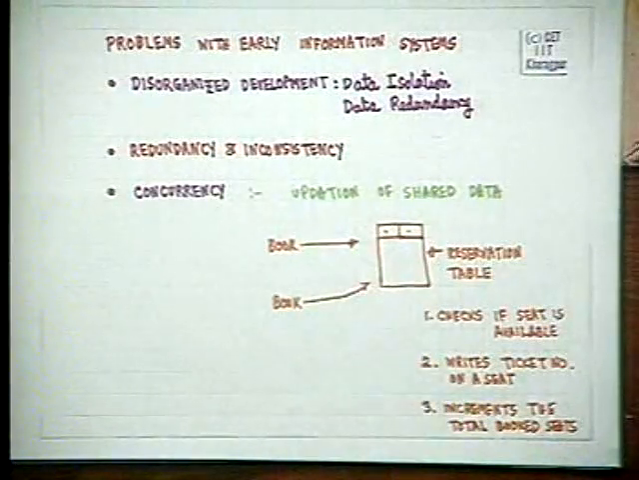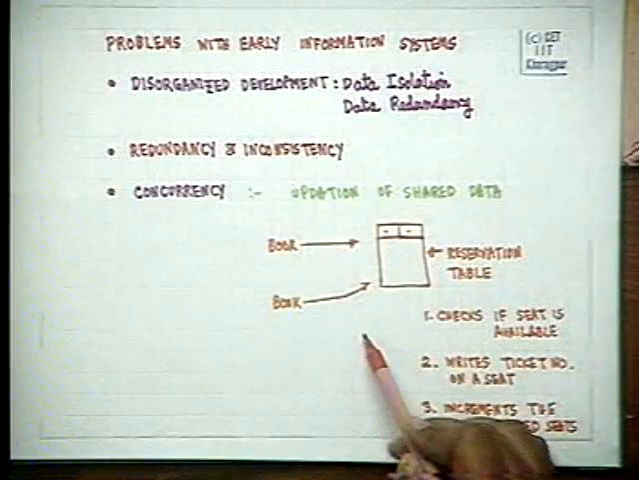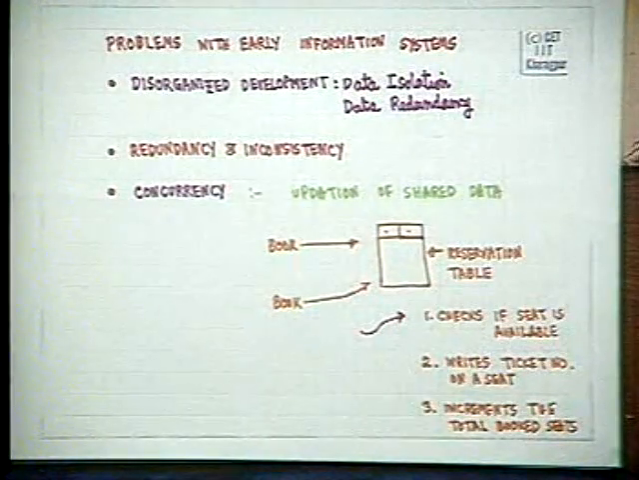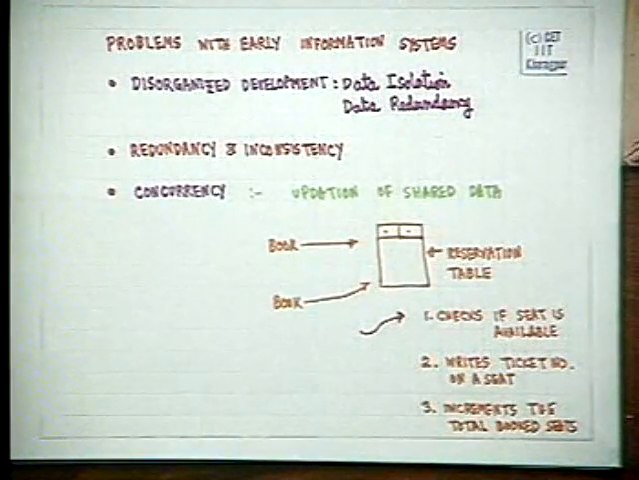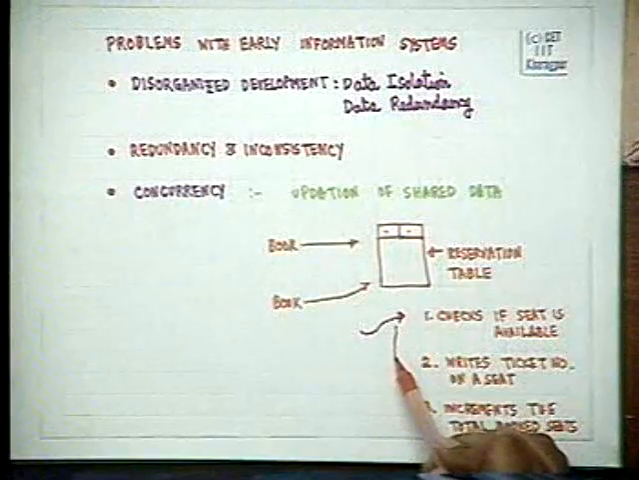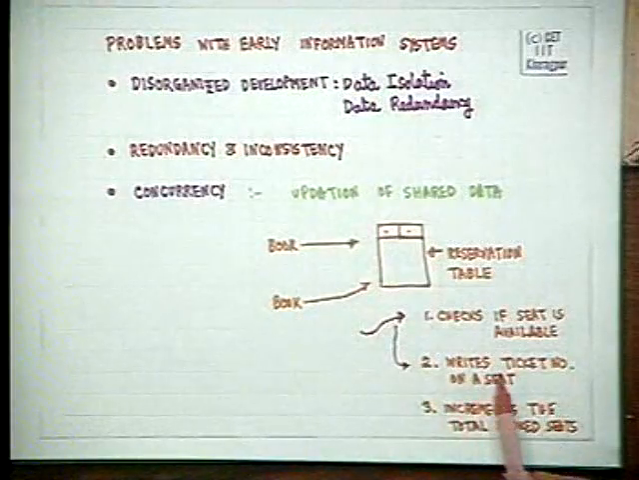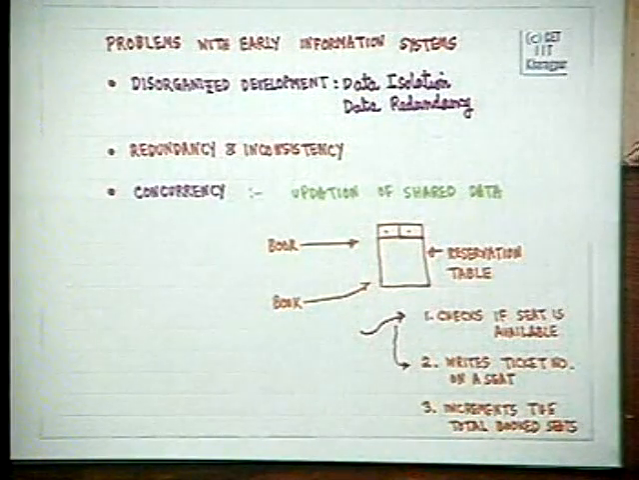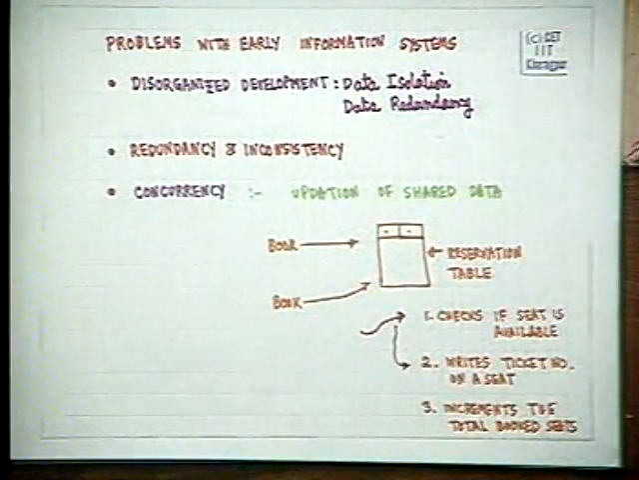Two people have concurrently accessed this. One person checks this and finds seat is available. At a particular point of time, he checks that seat is available, and he goes and writes down his own seat number, say 21. He writes down his own ticket number.